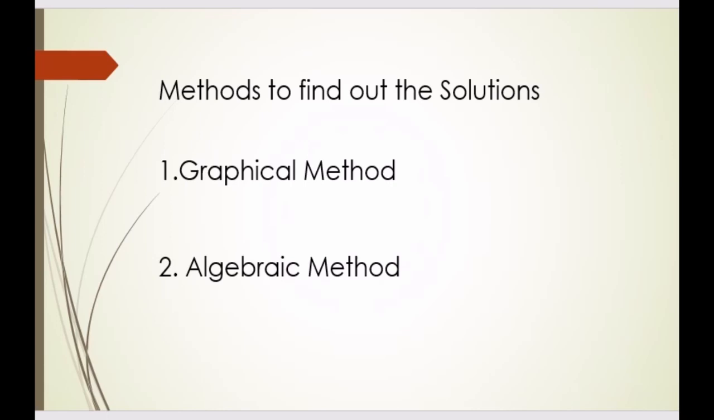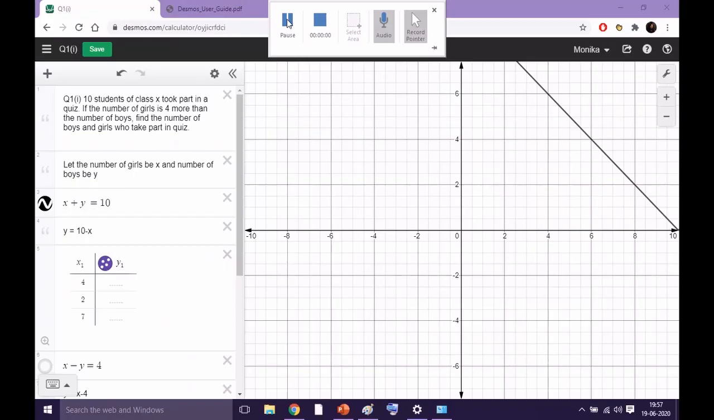So now which are the methods we are dealing with? There are two types of methods to find out the solution. One is the graphical method and the other one is the algebraic method. We are going to discuss the graphical method today. So we are going to start with exercise 3.2, where we have to find out the solution of the equations by graphical method. I am going to start with question number 1, exercise 3.2, question 1, part 1.